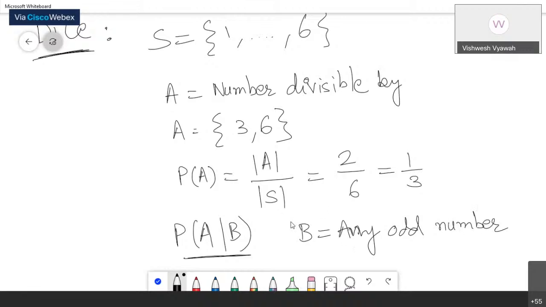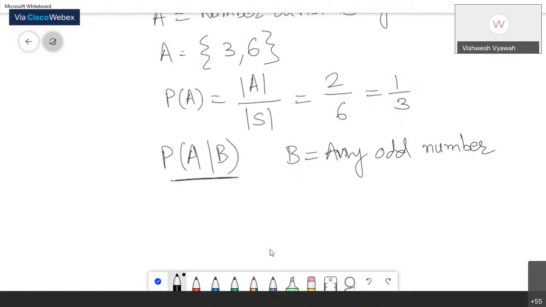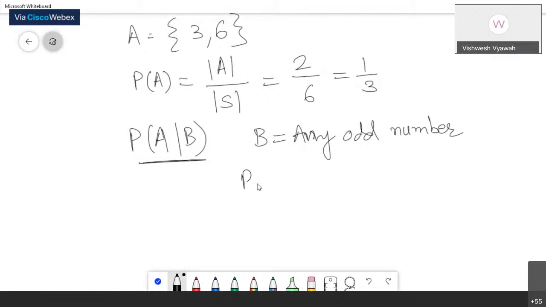Okay. So what will be your B in this case? Your B will be 1, 3 and 5. Now the question that you want to ask when you want to find A given B, or the conditional probability of A when B has occurred.